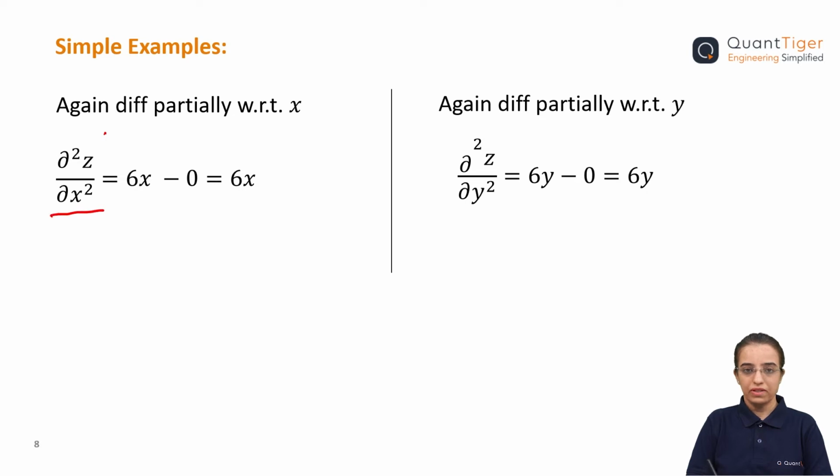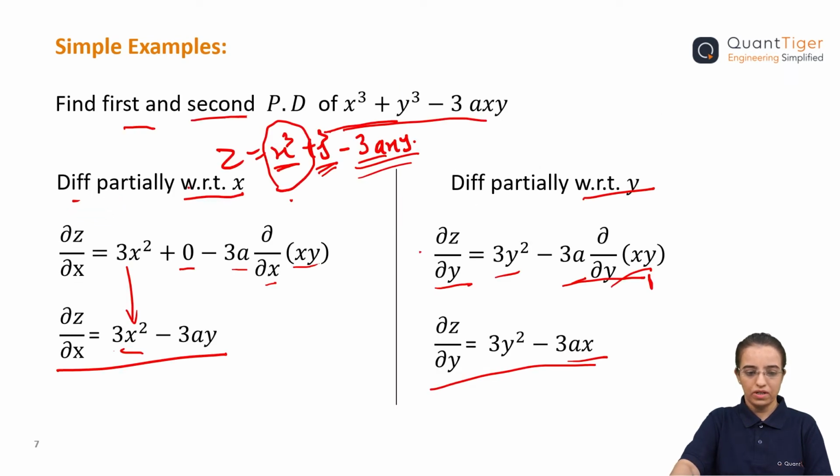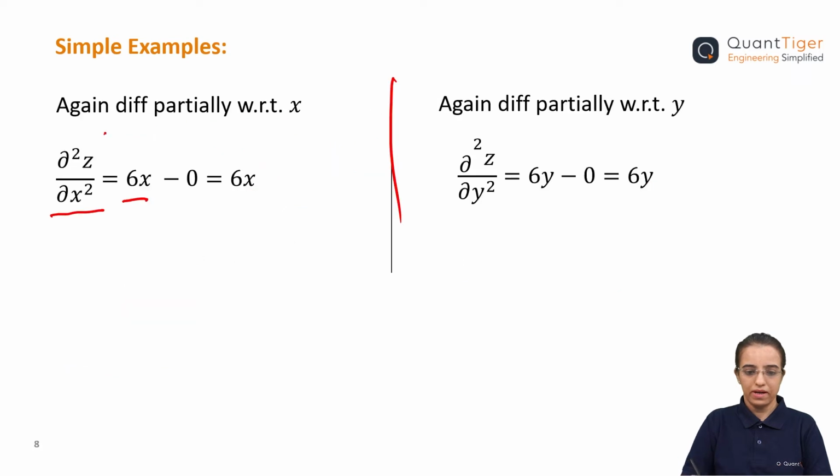So here I have differentiated this equation del z upon del x once more with respect to x on this left hand side. So the differentiation of 3x square will be 6x. If you remember, we got del z by del x as 3x square minus 3ay. So the derivative of 3x square will be 6x, and 3ay, see, this will all become constant because we have differentiated with respect to x, so this whole term will be constant, and the derivative of a constant is 0 here.